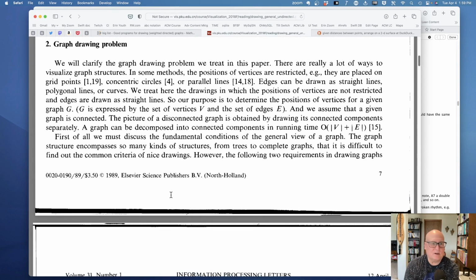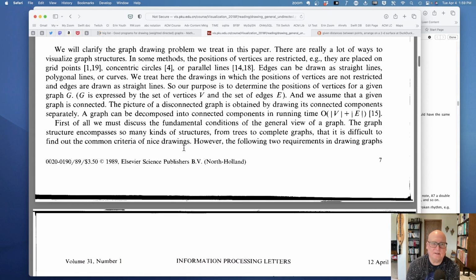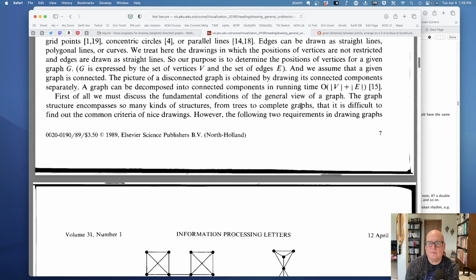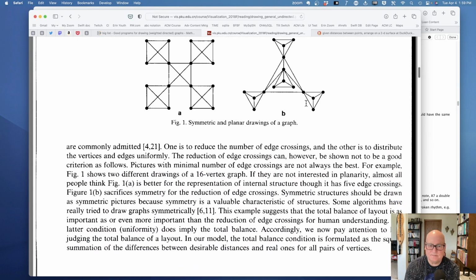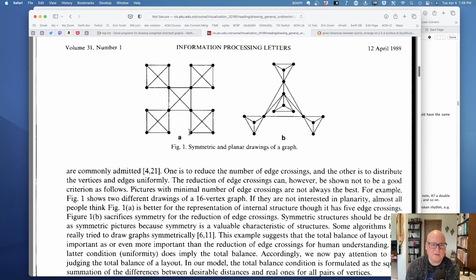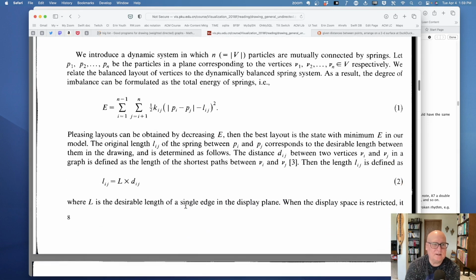All right. Graph drawing problem. Okay, we could do lots of things. A graph can be decomposed into connected components in number of vertices plus number of edges. They're trying to talk about, do you like drawing A or B better? They both reflect the same graph connectivity. Most people like A, even though it's got crisscrossing lines, where B goes out of its way to avoid it.